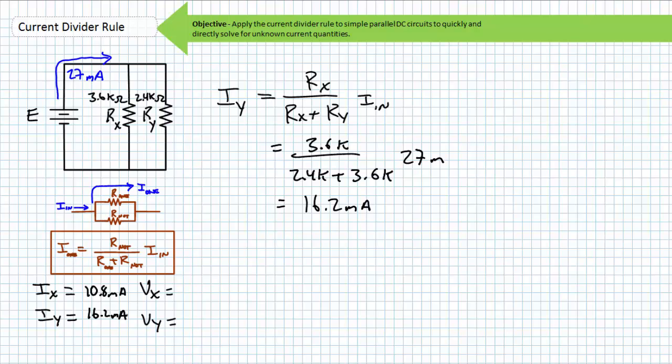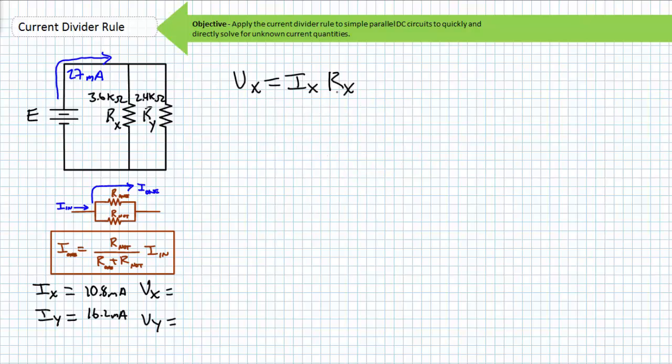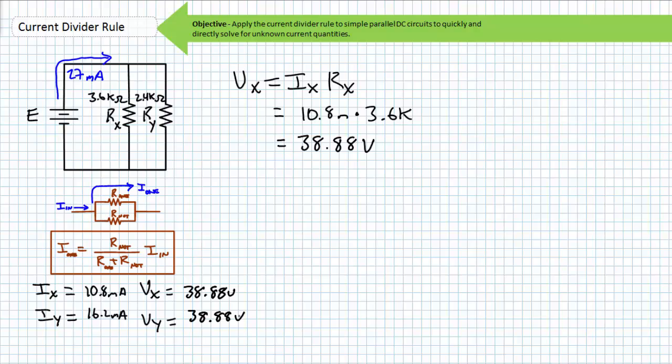We can be reasonably certain our results are correct. To solve for the voltage drop across each resistor, we can use Ohm's law. Vx equals Ix times Rx. Substituting in the necessary values, we find Vx to be 38.88 volts. Since Rx is in parallel with Ry, it can be said, no calculations needed, that the voltage across it is also 38.88 volts.